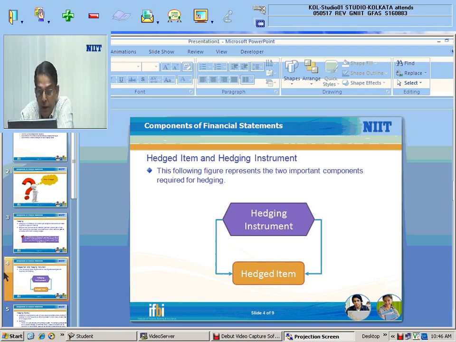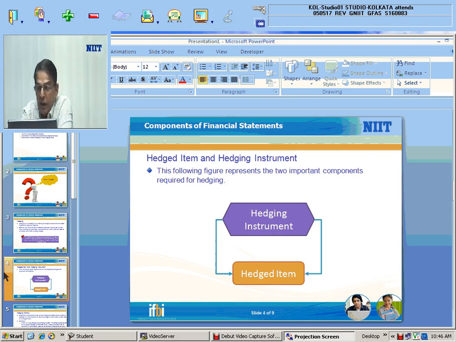A hedging instrument is a derivative to be designated as a hedging instrument. The fair value or cash flows of the hedging instrument should be expected to offset changes in the fair value or cash flow of the hedged item. In addition, the hedging instrument must be with an external party. The contract must be entered into with an external party.